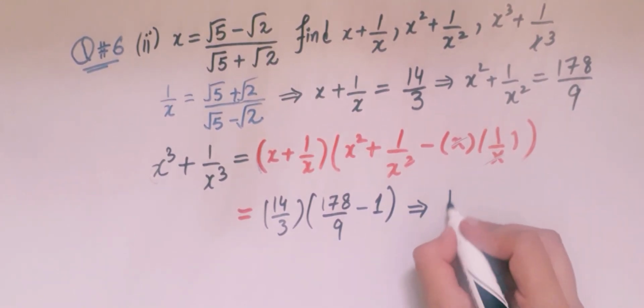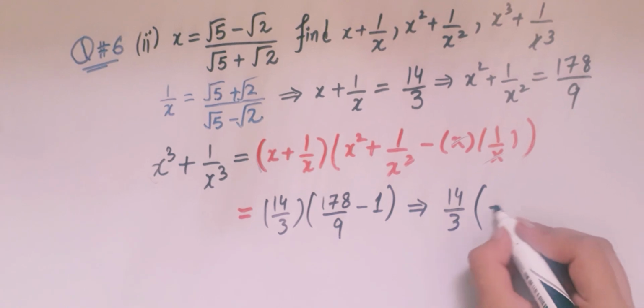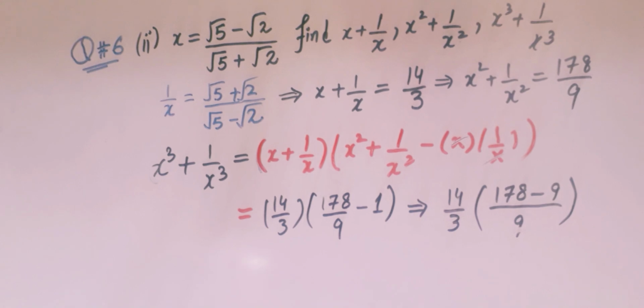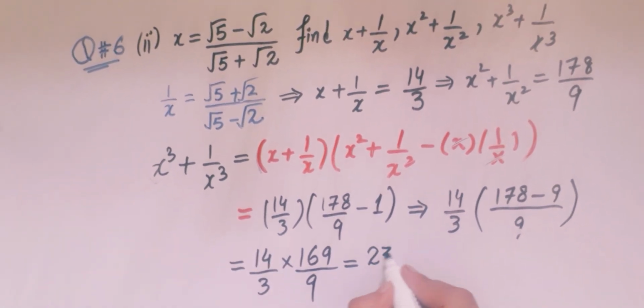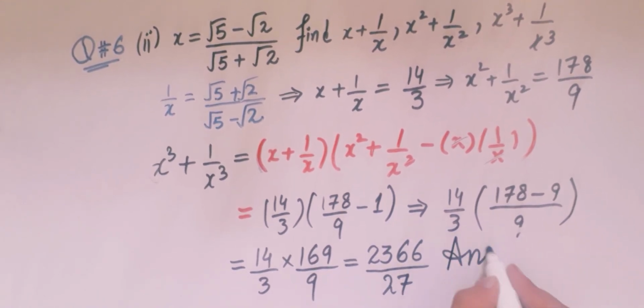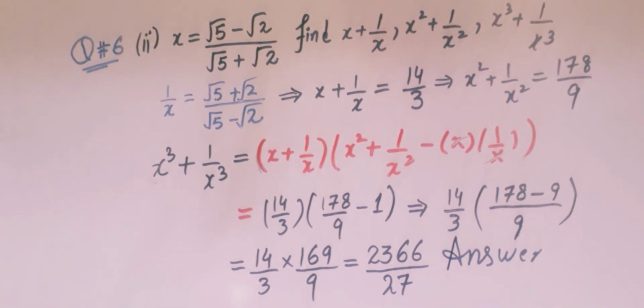which is equal to 14 by 3. Taking the LCM of 9, 178 minus 9, we have 14 by 3 multiplied by 178 minus 9, which is 169 by 9. Now we will multiply these two terms and we have 2366 by 27. So this is the answer of this part. I hope you can understand.